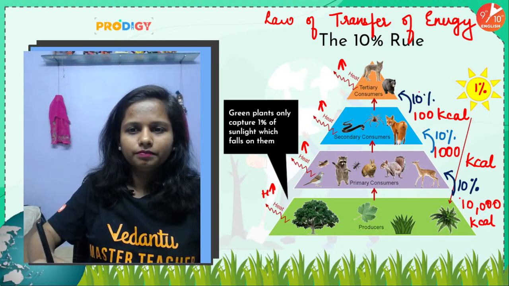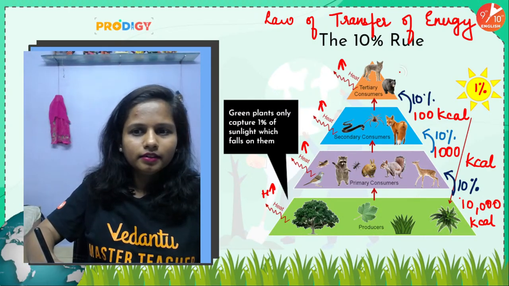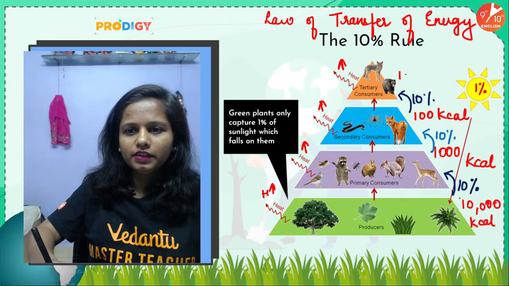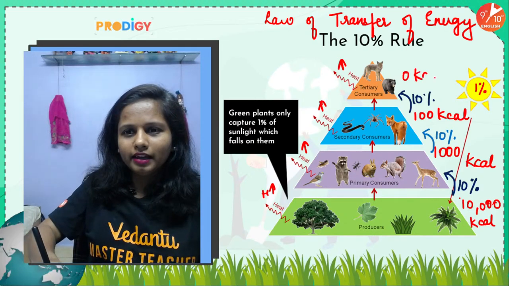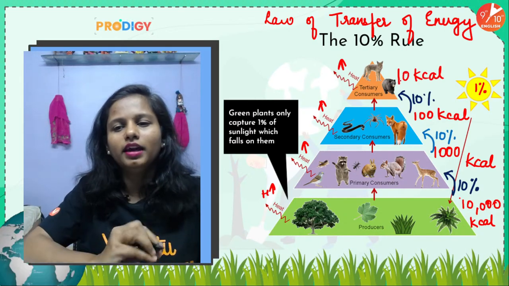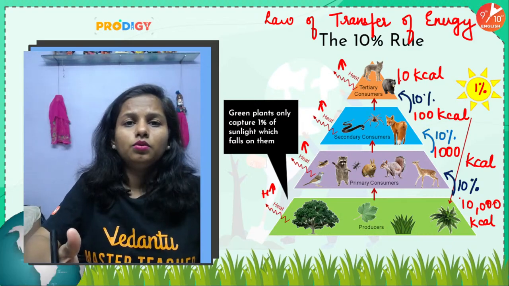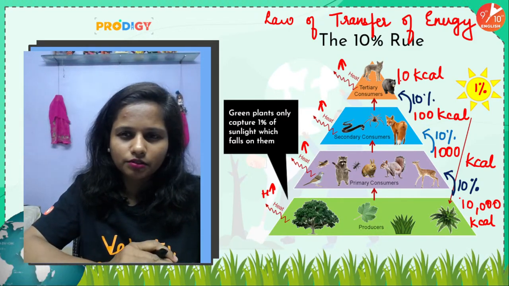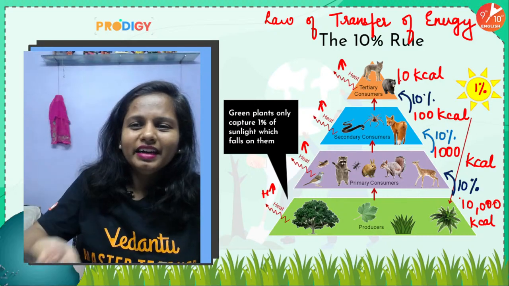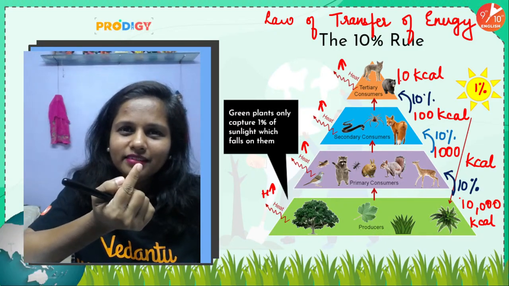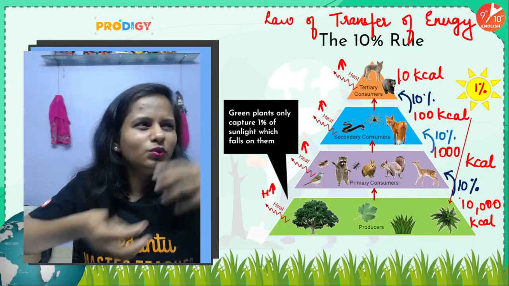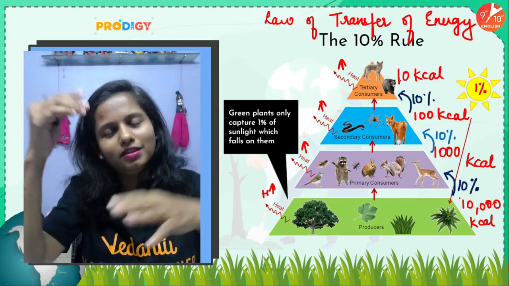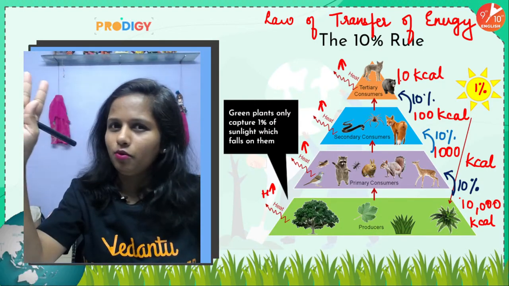What will be the answer? It will be merely 10 kilocalories. Okay, 10 kilocalories. Now, imagine an organism feeding upon the apex consumers. They will get only 1 kilocalorie. Now, out of this one, what will they use? What will they lose and what will they pass? So that's not practically possible.